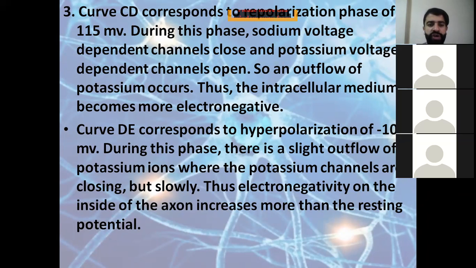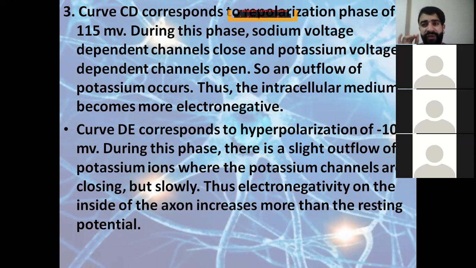However, the last curve, curve DE, corresponds to the hyperpolarization, an increase in the negativity more than that in the case of the resting potential. During this phase, we have a slight outflow of the potassium ions, where the potassium channels are closing but slowly. So we still have more potassium ions flowing outside the cell. So the electronegativity in the inside of the axon increases more than that in the resting potential.